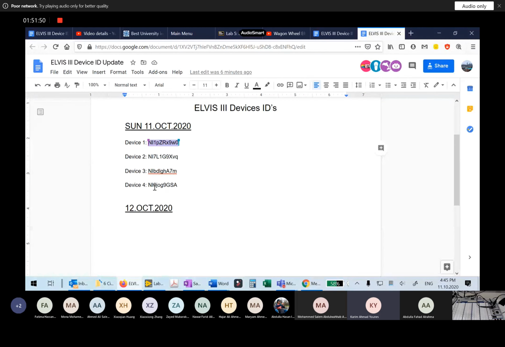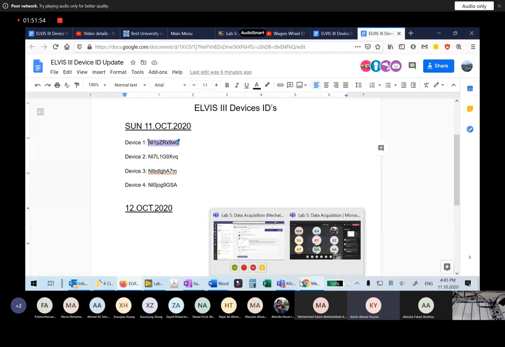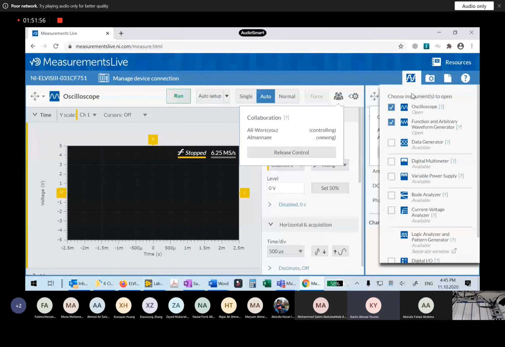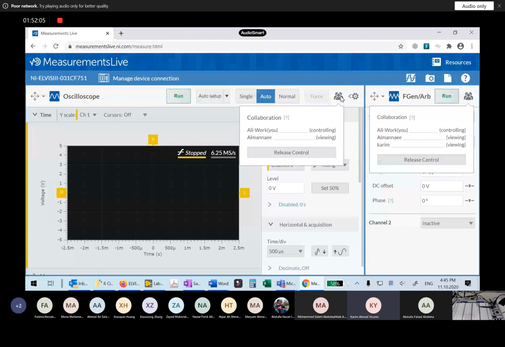Which instrument should we choose? It showed me a lot of instruments: oscilloscope, function generator, data generator. Yes, so you will need scope and generator. Okay. So this step is important. Yeah, Karim, I see you now. So you all have to be good with this step.